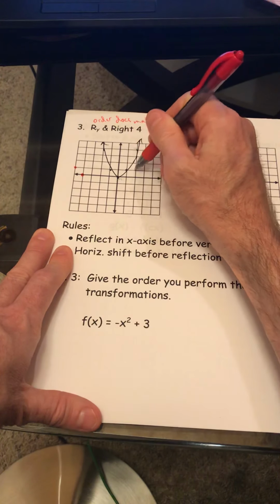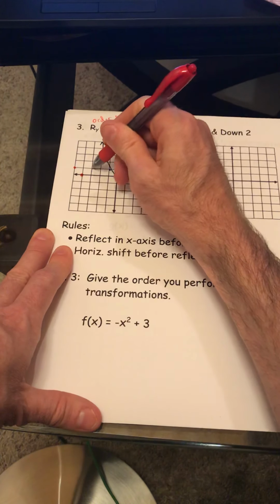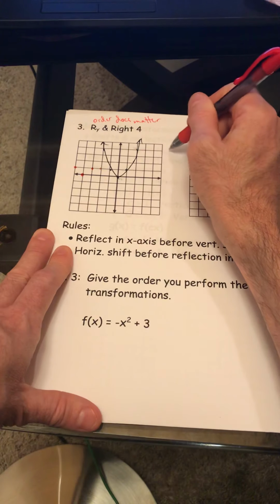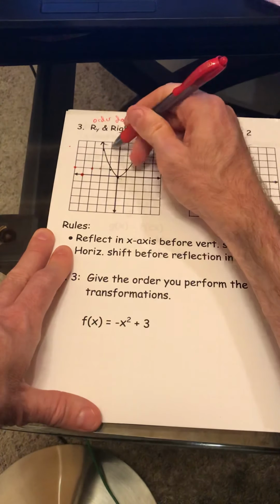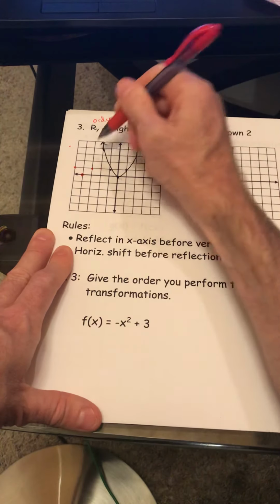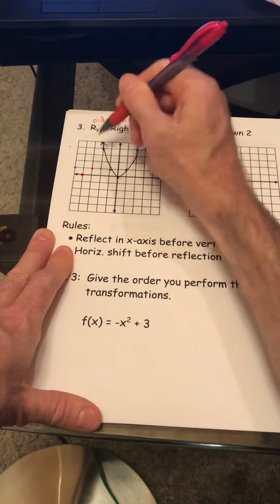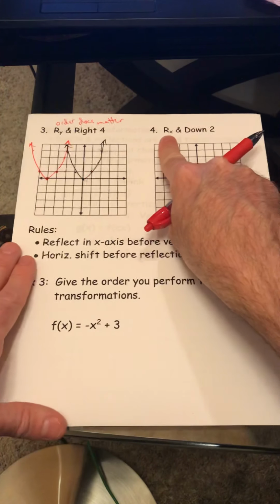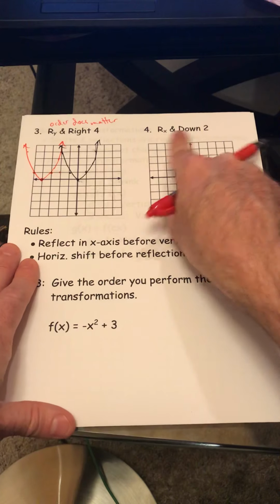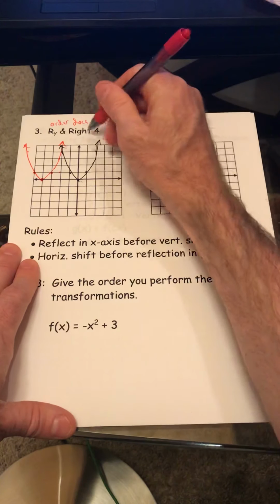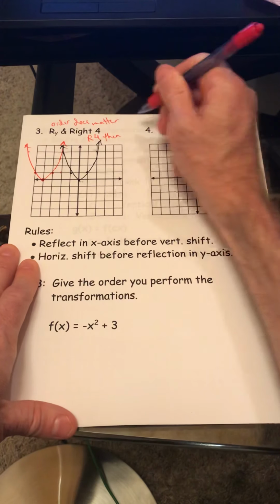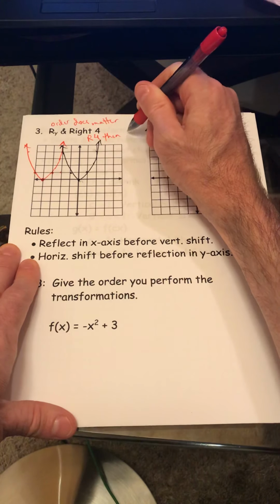So 4 back there, and just like if you have this one where we're reflecting it over the x-axis and down 2. So here you want to go right 4, then reflect over the y.